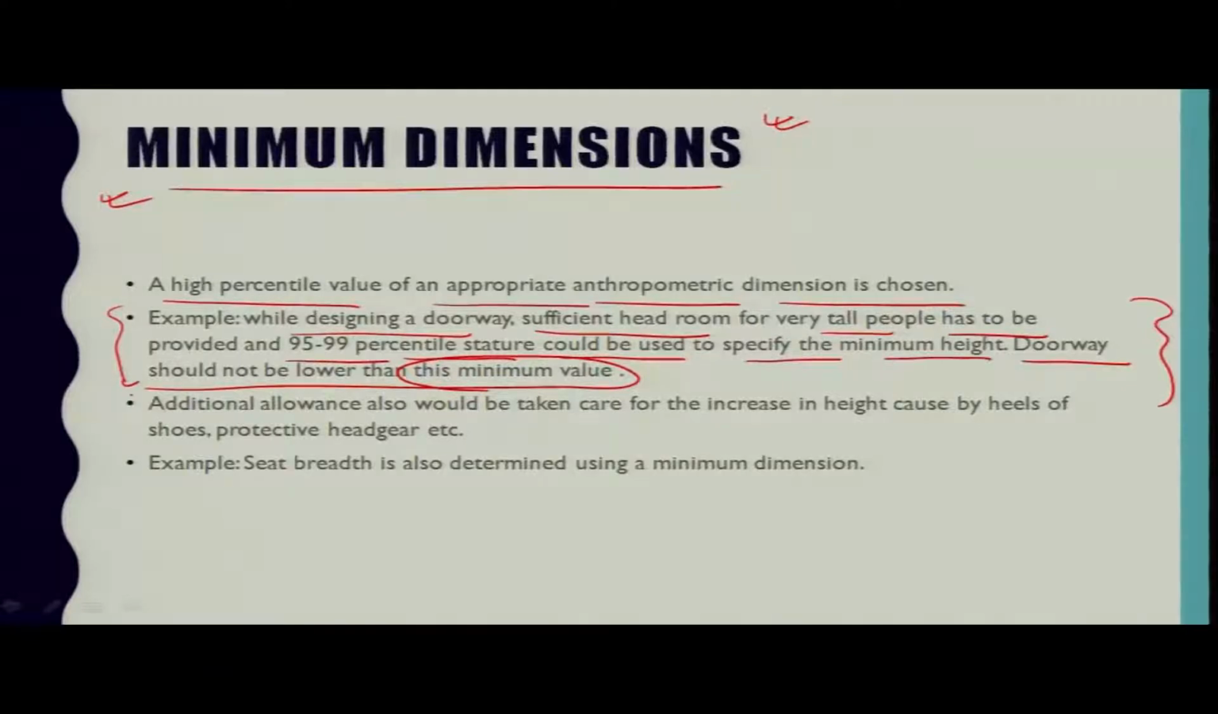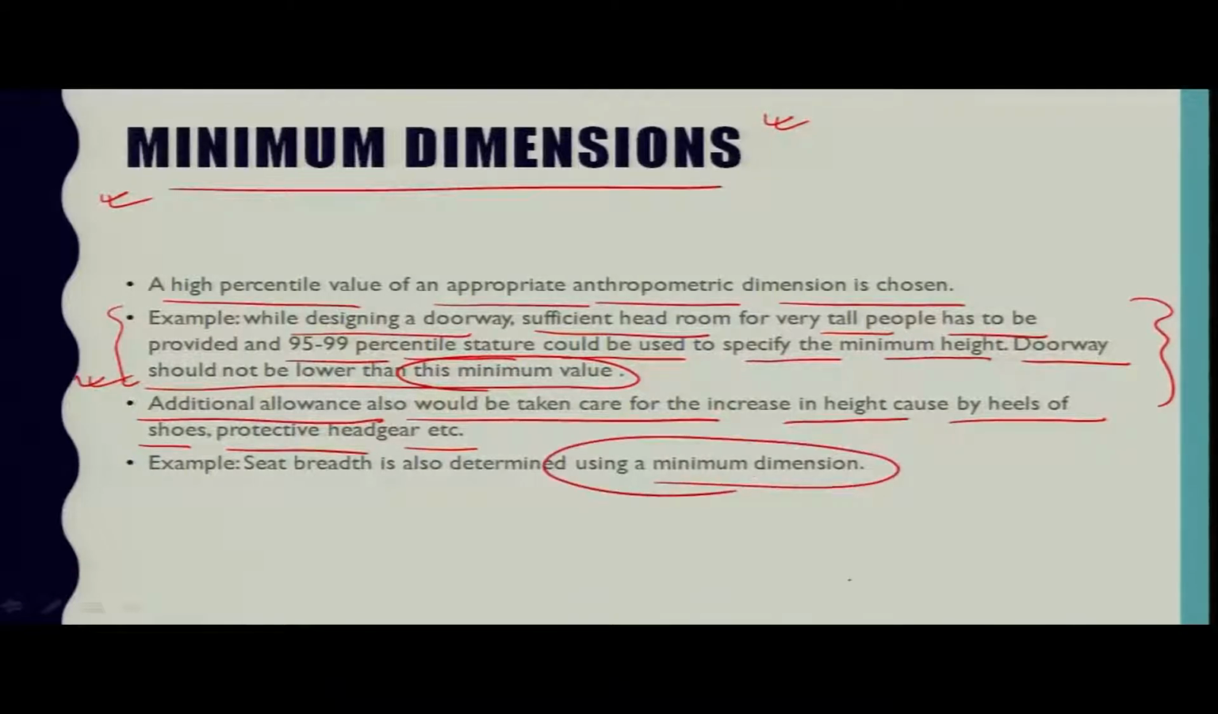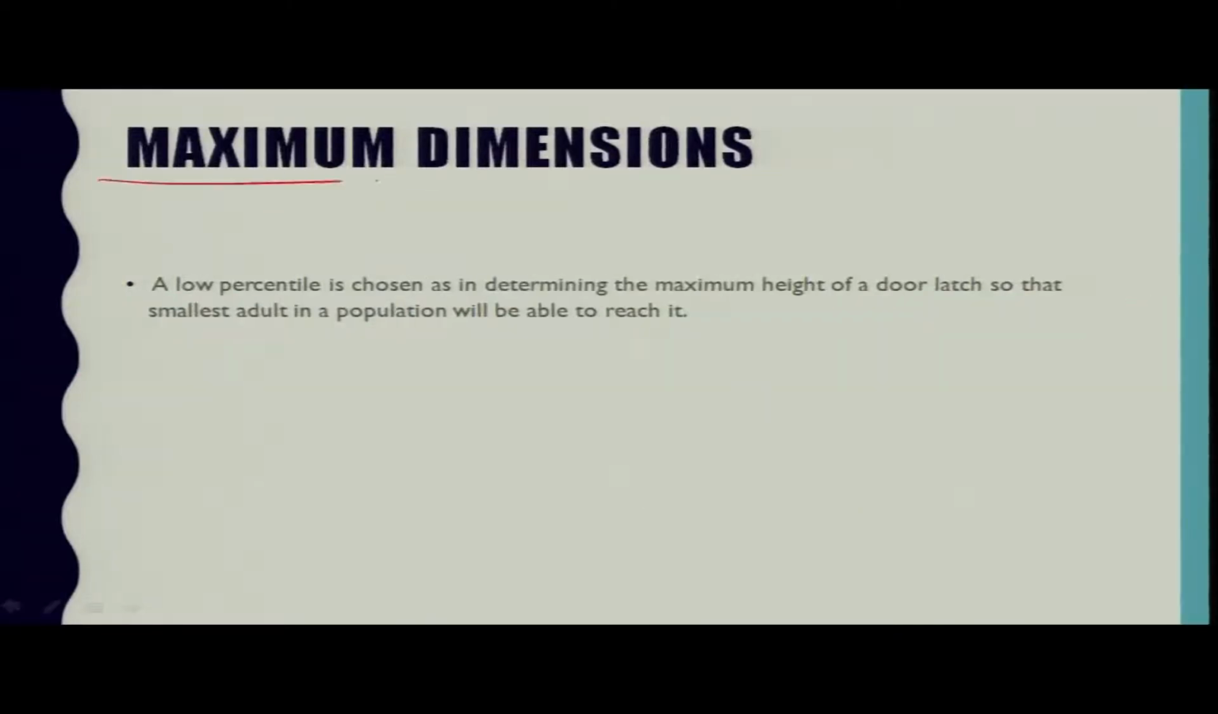In designing a doorway, additional allowance would also be made for the increase in height caused by heels of shoes, protective headgear, etc. Another example of using a minimum dimension is seat breadth. As far as the maximum dimension is concerned, a low percentile is chosen, as in determining the maximum height of a door latch, so that the smallest adult in the population will be able to reach it.